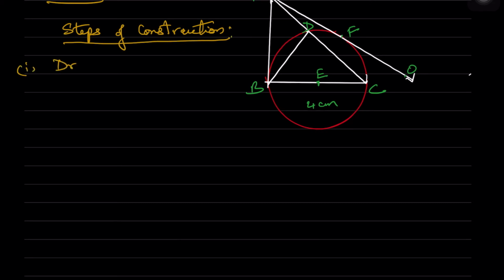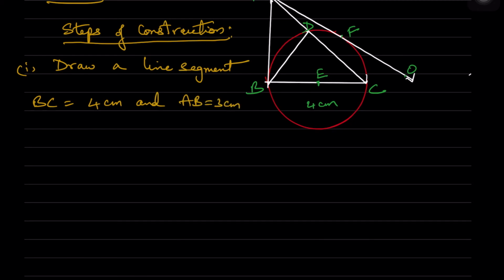First, draw a line segment. BC is equal to 4 centimeters and AB is equal to 3 centimeters. These two lines are perpendicular to each other.